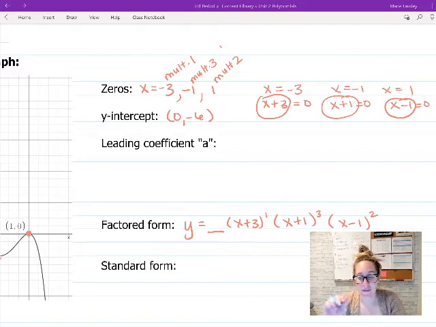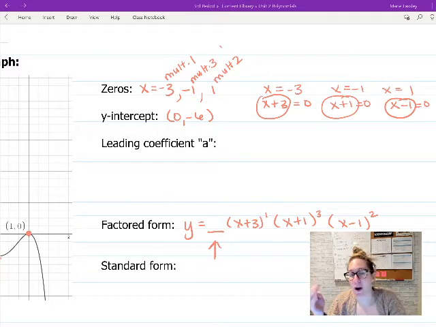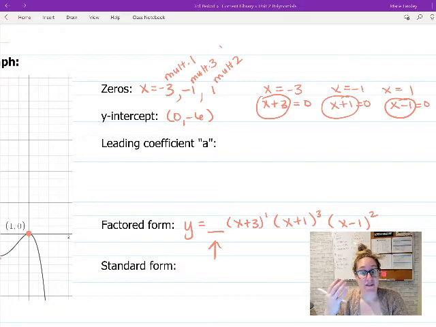The only thing we have left to do is figure out what goes into that blank right there. That's going to be our leading coefficient. Now, if you look above, it says leading coefficient A. So A is the standard symbol for the leading coefficient. Like if you look at quadratics, we have ax squared plus bx plus c, A is our leading coefficient. So A is typically your standard leading coefficient letter. And that's what we need to find. We need to figure out what this leading coefficient out front is going to be for our polynomial, right?